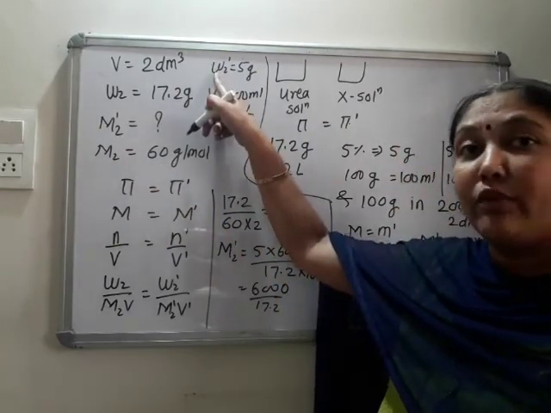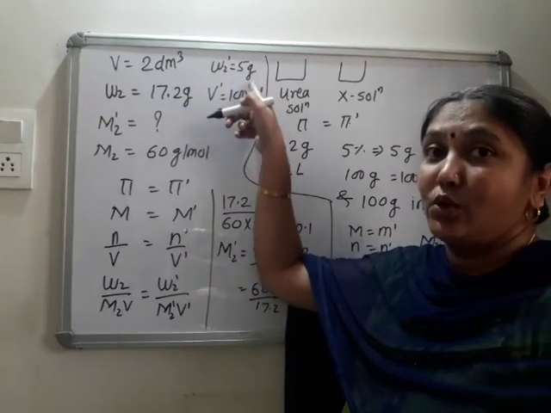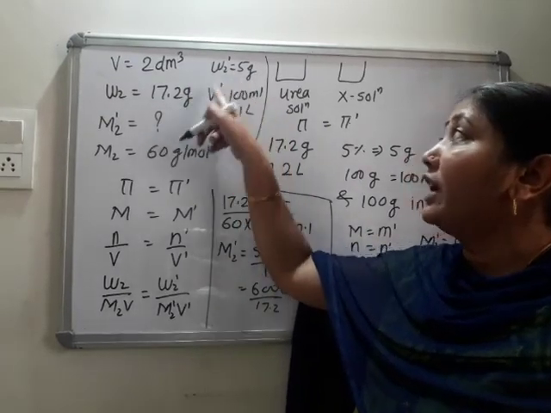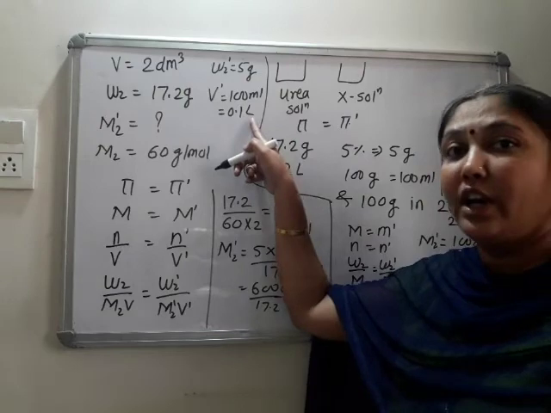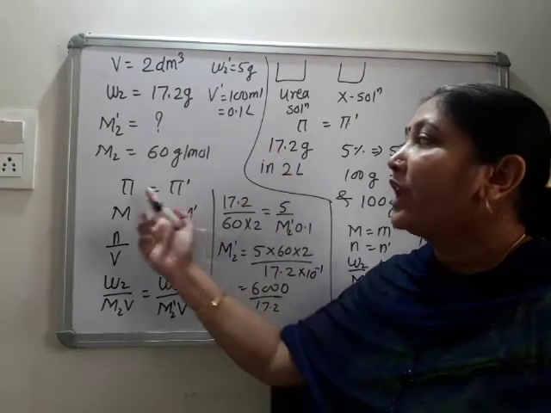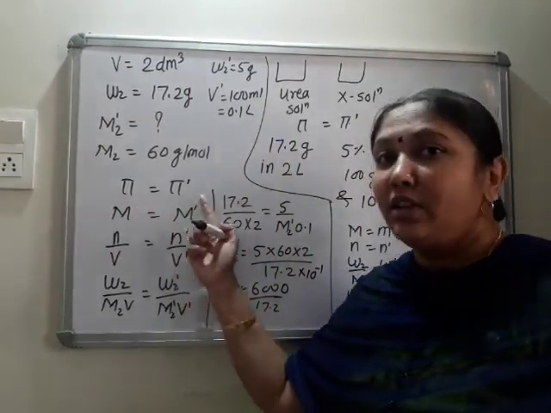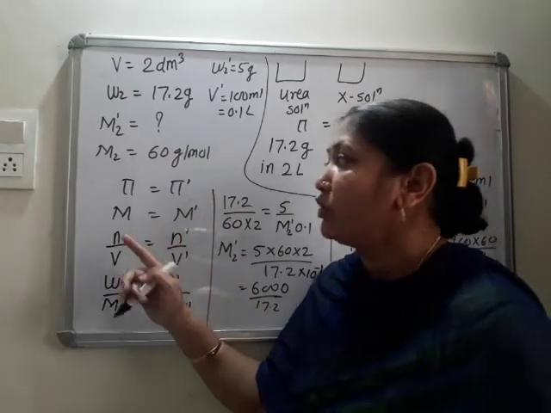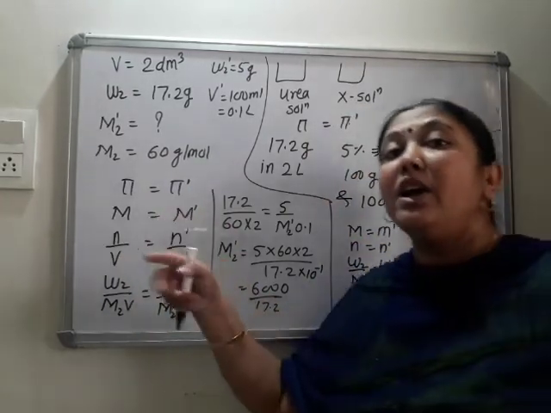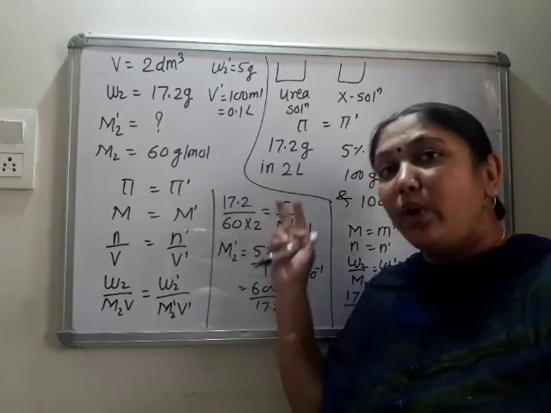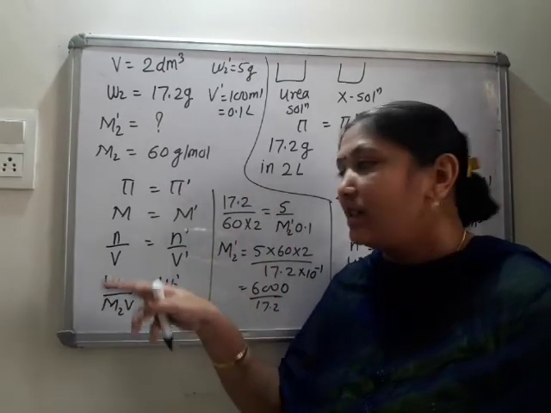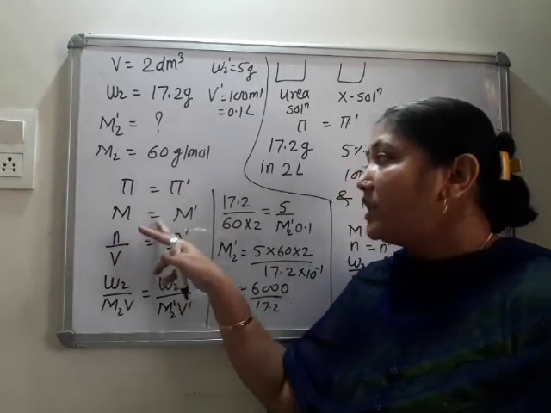And what is the mass of the unknown substance taken? 5% solution. 5% means 5 gram taken in 100 ml, so that volume is 0.1 liter. Our formula is pi is equal to pi dash. Isotonic solutions have equal osmotic pressure. So pi is nothing but mRT is equal to m dash RT. RT gets cancelled, so directly I wrote m is equal to m dash.